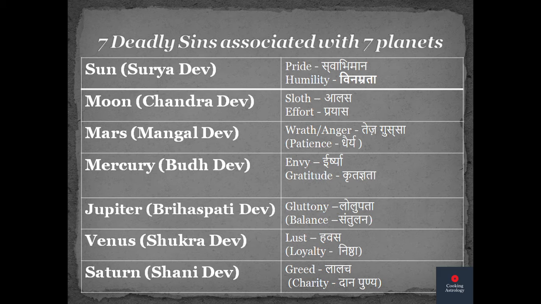Next is planet Venus, which is Shukra Dev. Venus is significant of your love life, relationships, the lust which is present inside you. And lust is also a form of sin. And you can destroy this sin by taking the path of loyalty, that is Nishtha.